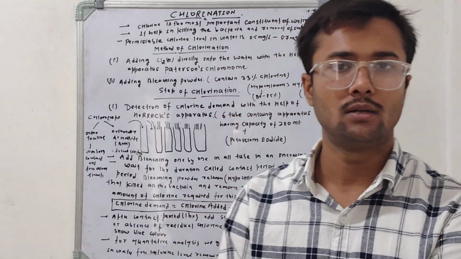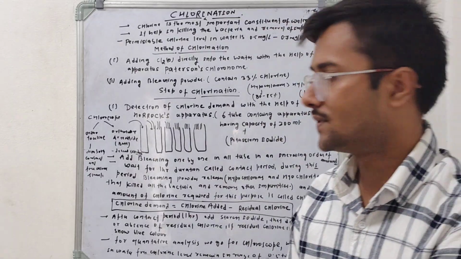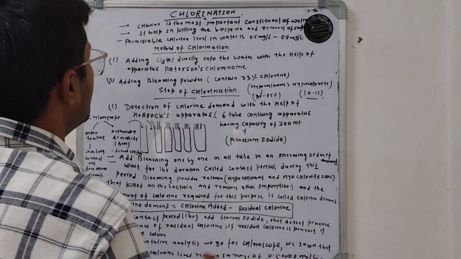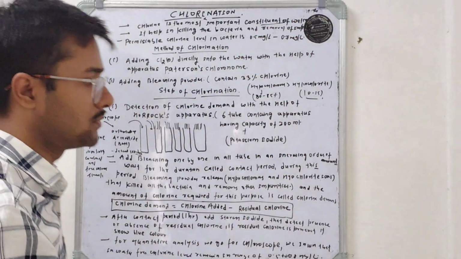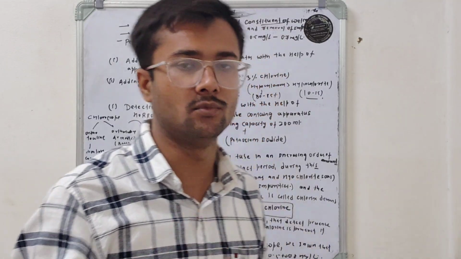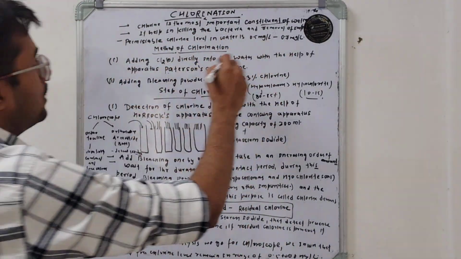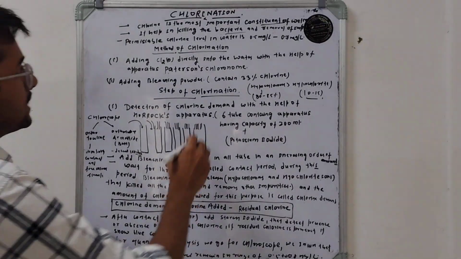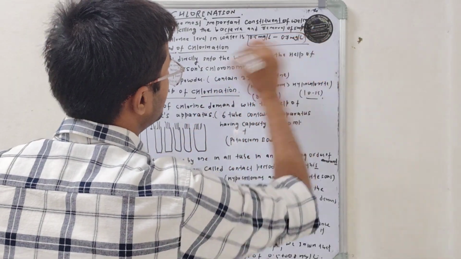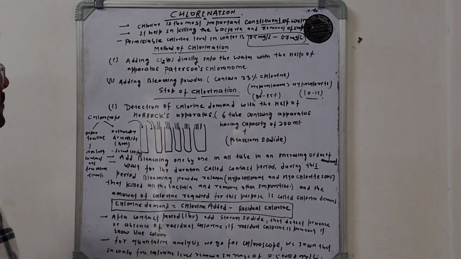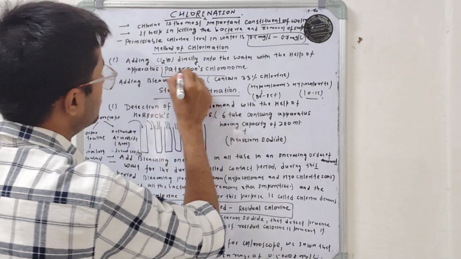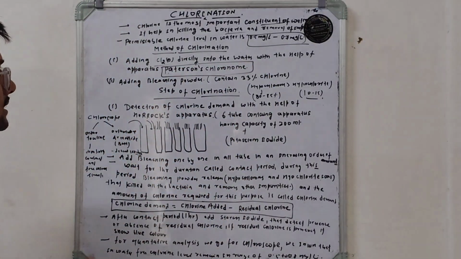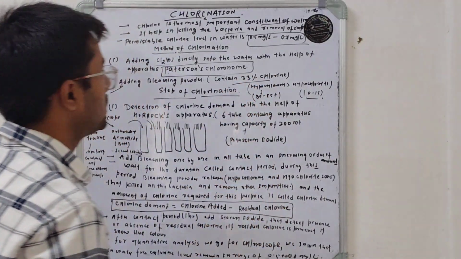So this is all about the method of chlorination, and now we go for the reading section. In the reading section, we start. Chlorine is the most important constituent of water because it is responsible for killing bacteria and removing impurities. The same things are written here. Permissible limit is 0.5 to 0.7 milligram per liter. Method of chlorination: adding chlorine gas directly into the water with the help of apparatus, Paterson's chloronome. The second is, in India we commonly use bleaching powder, which contains 33% chlorine.